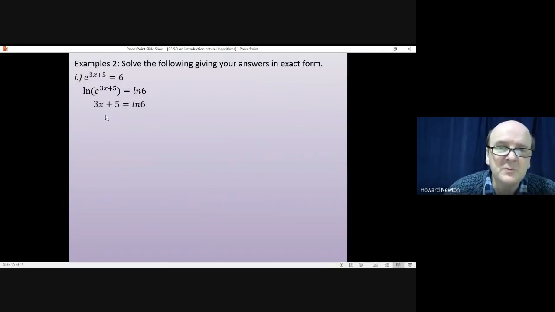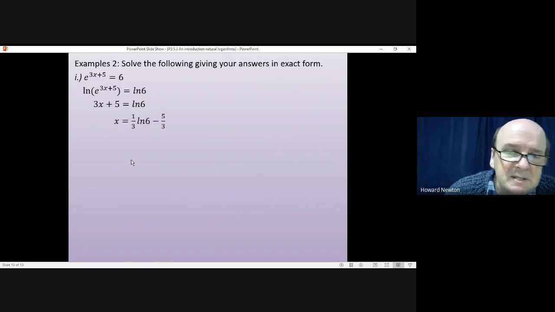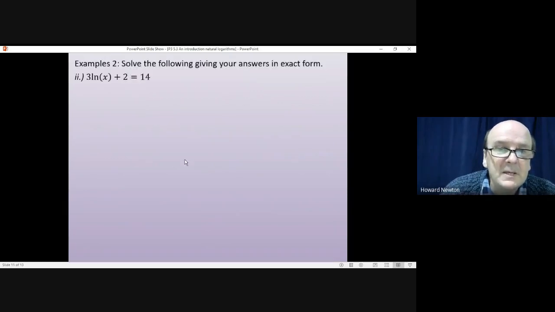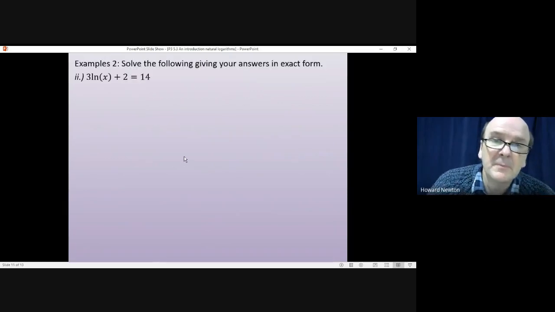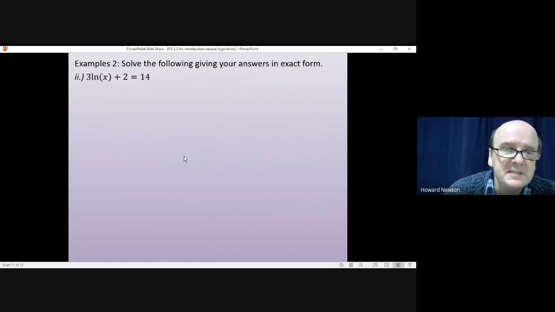To solve the equation, we need to find x. From here on, it's just normal algebra. We'll move the 5 across, take it away, and we'll divide by the 3. And that gives us the answer: x equals a third log 6, take away 5/3. The second question, don't be taken in by this. It's easier than it looks.